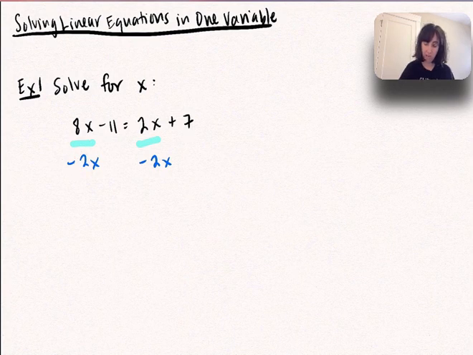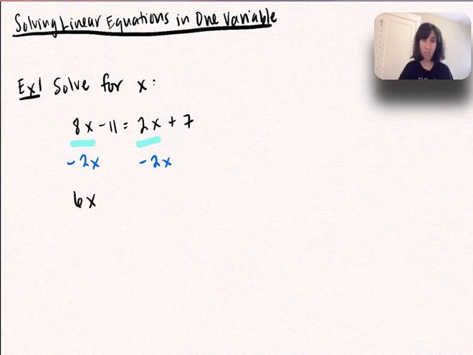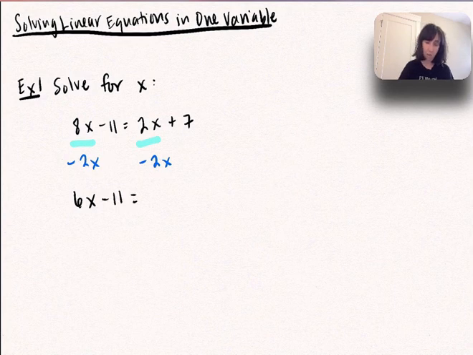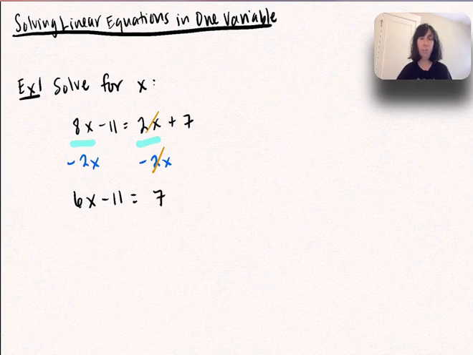So if I do 8x minus 2x, I get 6x, since 8 minus 2 is 6. I still have the minus 11 on the left. But now on the right, when I do 2x minus 2x, they cancel each other out, and I'm just left with no x's at all, and I only have a 7 on the right. So what you subtract from one side, you also have to subtract from the other.